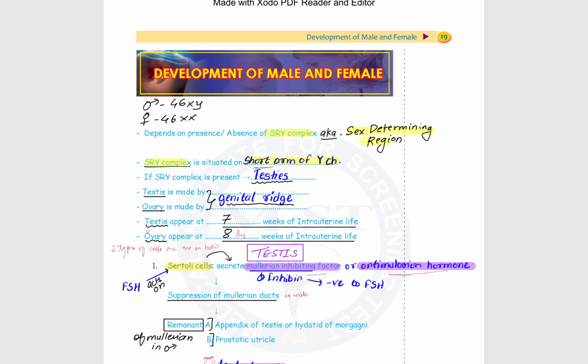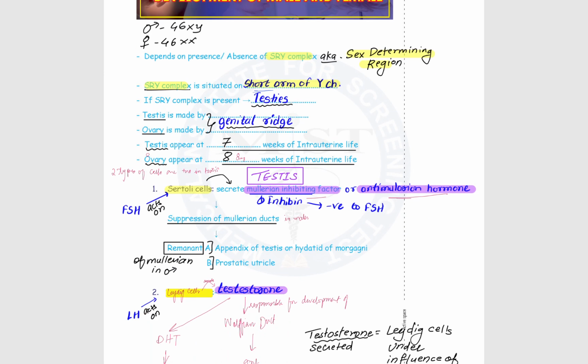Okay, so testes and ovaries both are made by genital ridge. Both are made by genital ridge and not by Wolffian duct or Mullerian ducts. All of this, it's not made by that. Genital ridge forms the ovaries and the testes. Now, testes appears at 7 weeks of intrauterine life. How to remember that? Just remember that ovary appears at 8 weeks. Like you double the shape of the ovary, it becomes 8 weeks of intrauterine life. Also, how do you remember CR7? Now you can decide yourself.